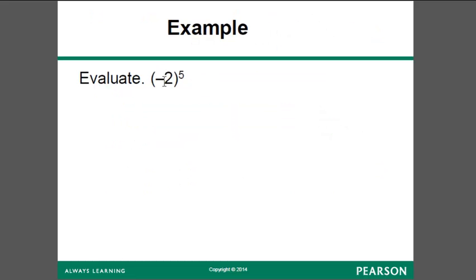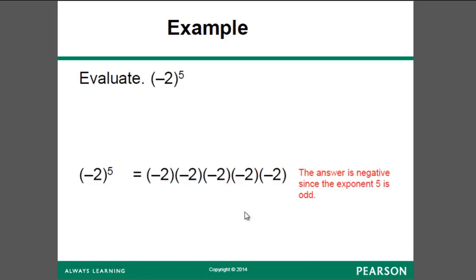Here, -2 raised to the 5th power. Notice the -2 is in parentheses, which is the same thing as writing it -2 times -2 times -2 times -2 times -2. And since there are 5 negatives, that would mean my answer would be negative. 2 times 2 is 4, times 2 is 8, times 2 is 16, times 2 is 32. So my answer would be negative 32.